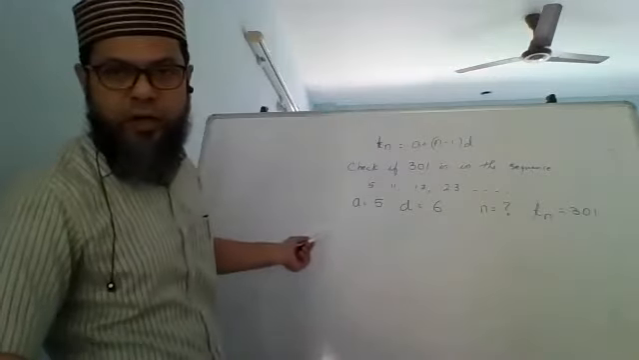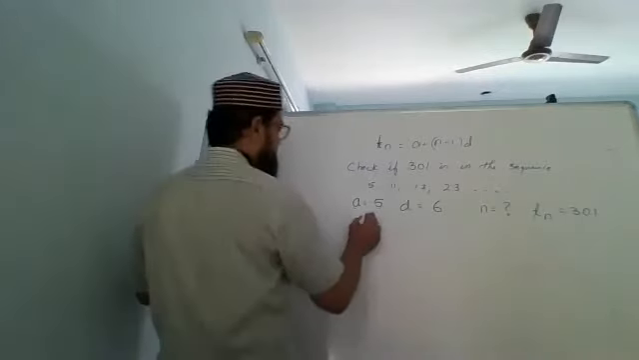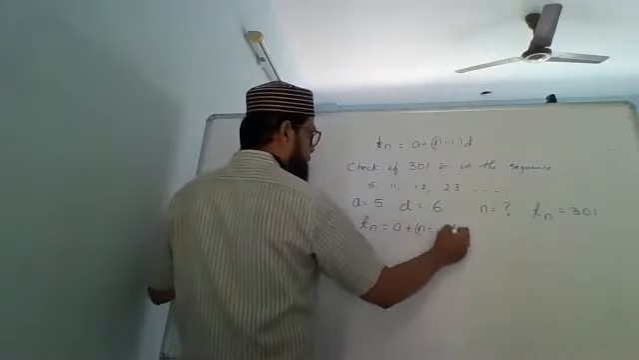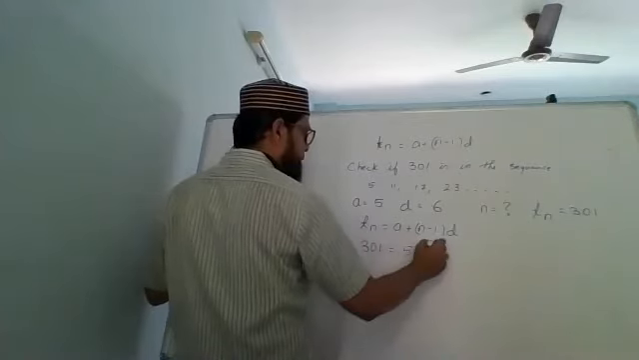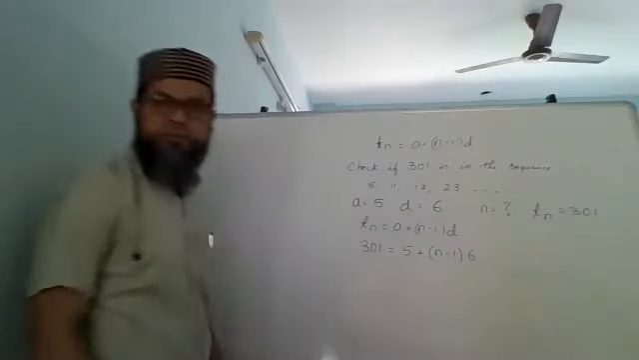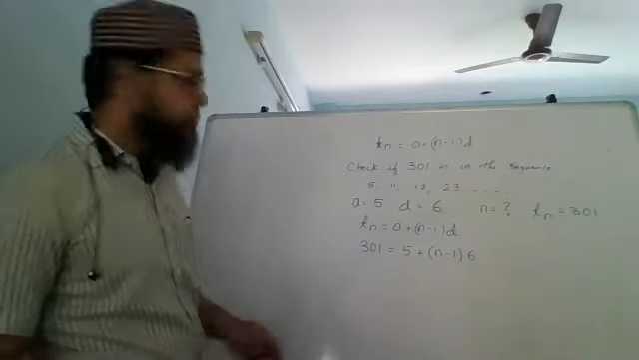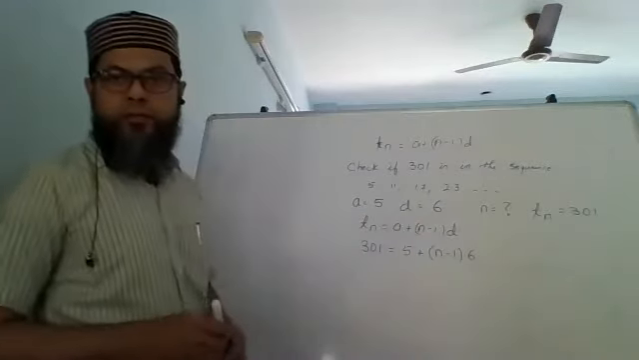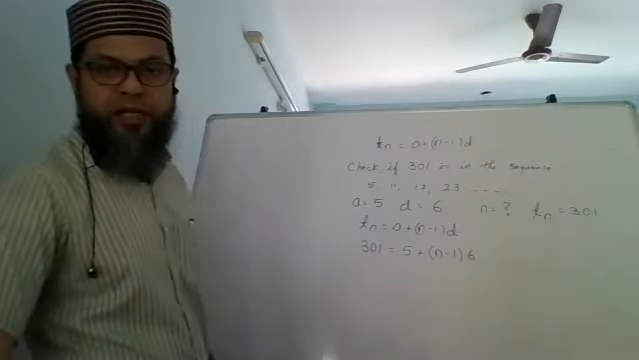After that again I follow the normal procedure. What is the normal procedure? Tn equals a plus n minus 1 d. Tn is given as 301, a is 5, n मुझे ढूंढना है, d is 6. So Tn is a plus n minus 1 d. Okay, 301 equals 5 plus n minus 1 d.